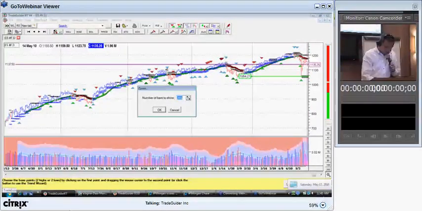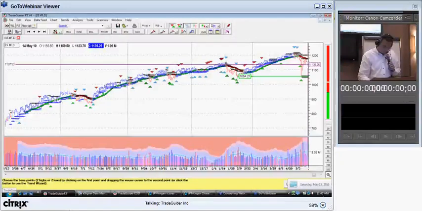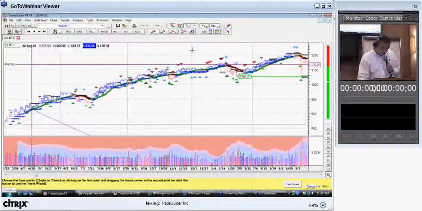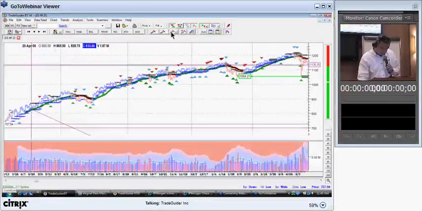So what I'm going to do here, I'm just going to put a trend channel that we can see on this chart. Now, you can probably go back further here, but just bear with me a sec.